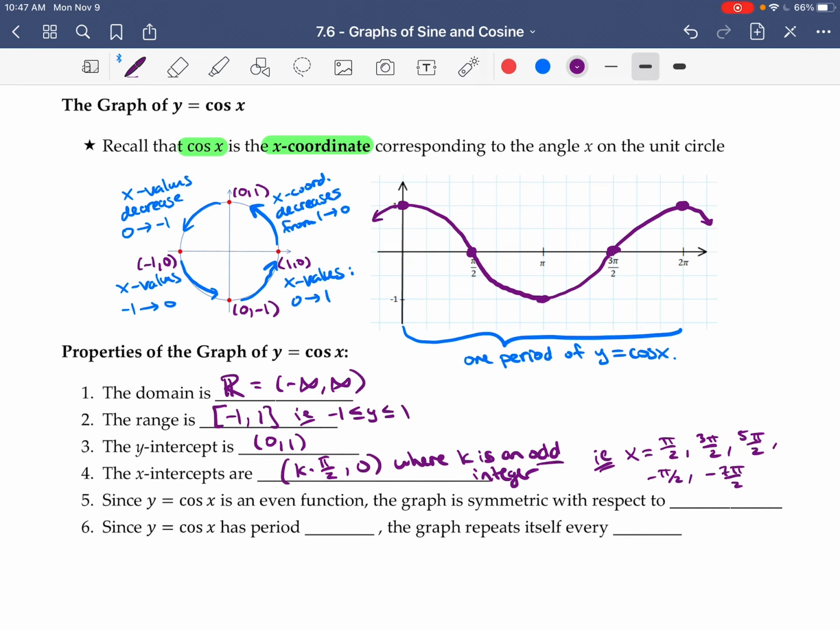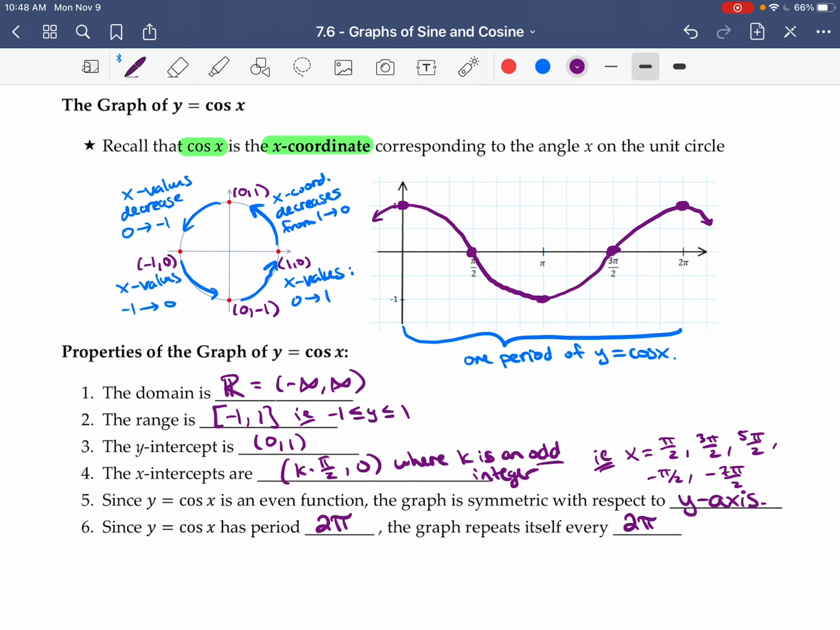Now cosine is an even function, so it's symmetric with respect to the y-axis. Okay, so you can see, it's hard, but if we had a line here, it would be symmetric about that line. So this side looks the same as that side. Cosine, like sine, has a period of 2 pi, so it repeats itself every 2 pi.